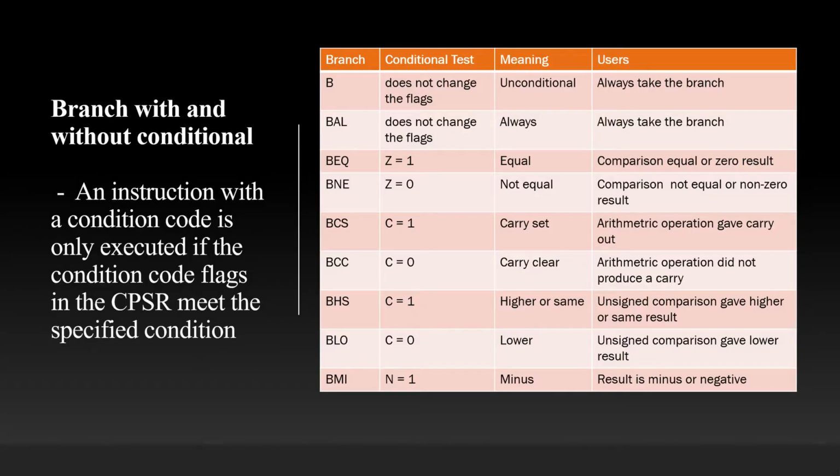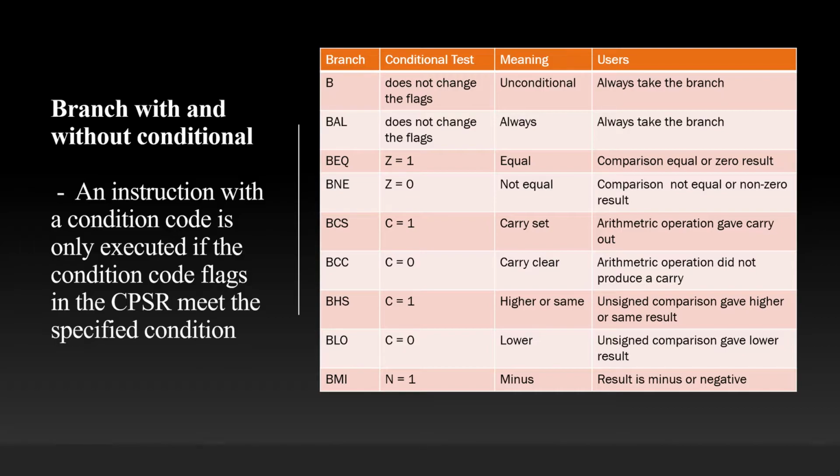Branch can be conditional or unconditional. Let's see the table. Branch always starts with the capital letter B. For branch unconditional, it is only B and it always takes the branch. But for branch with condition, an instruction with a condition code is only executed if the condition code flags in the CPSR meet the specific condition.